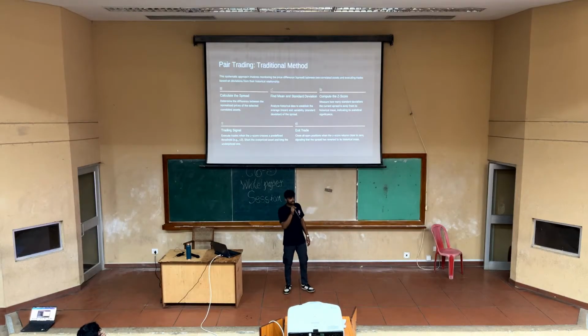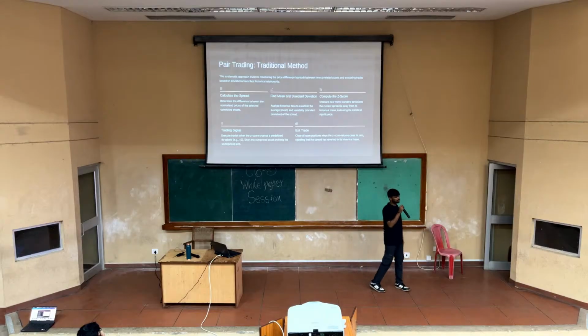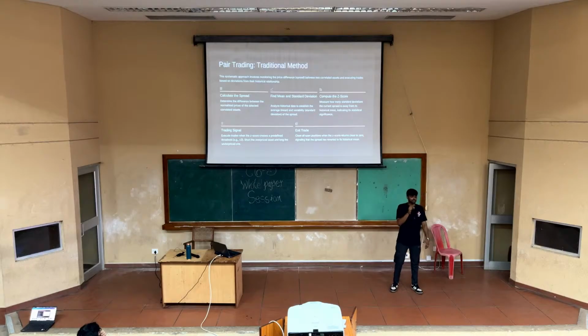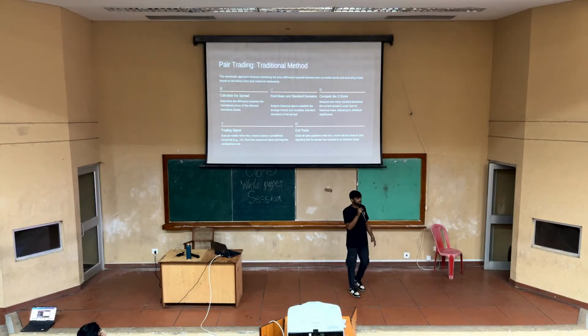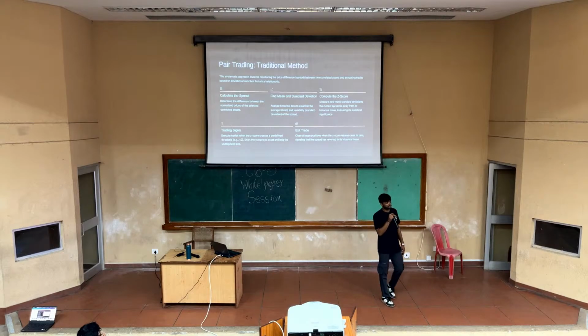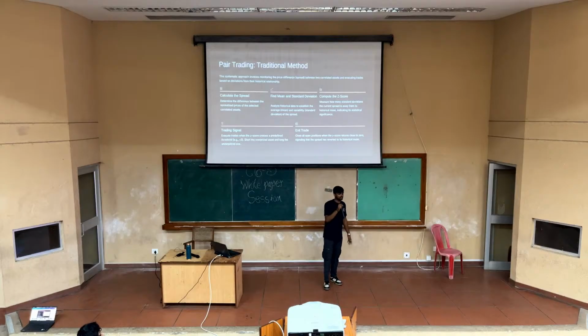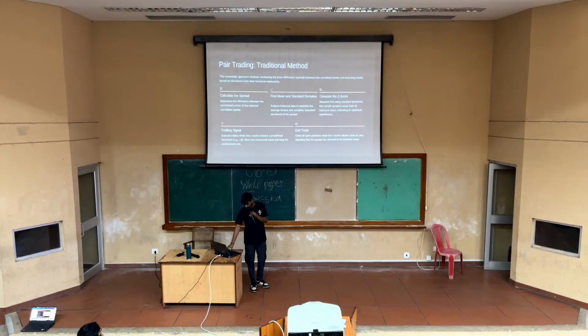After we have the Z score, we have some fixed threshold value, that is +2 and -2. Whenever the Z score goes above +2, we short it. Basically, we expect that the price will go down, and we short it, basically sell it. And if it goes below -2, then we go long, buy it. And when the price comes to near 0, we close the trade.